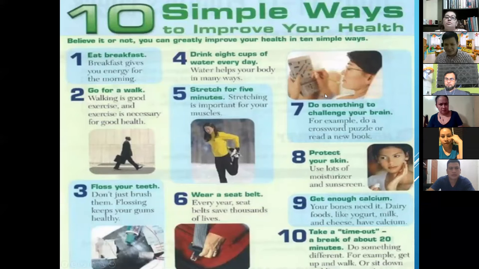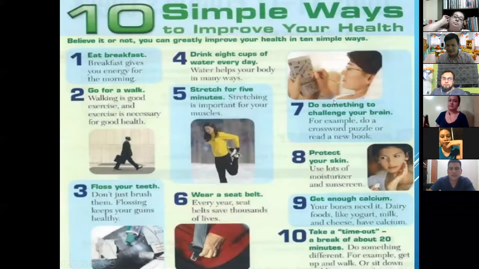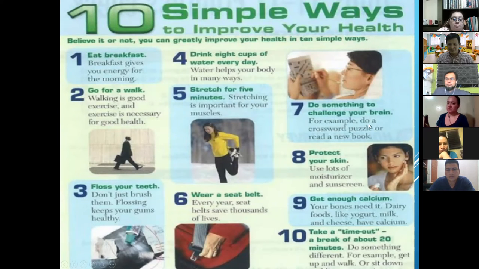Okay, who wants to help? Number 7 student? Oscar, are you there? Oscar, I think it's not there. Okay, who wants to help me with number 7? Okay, yeah, 7, Oscar. Do something to challenge your brain. For example, do crossword puzzles or read a new book. Okay, very good job. Thank you, Oscar.